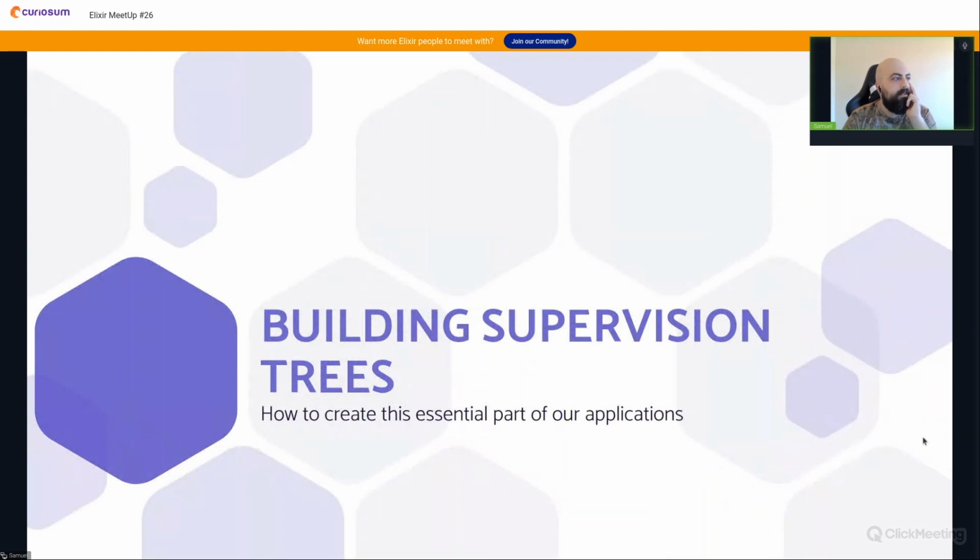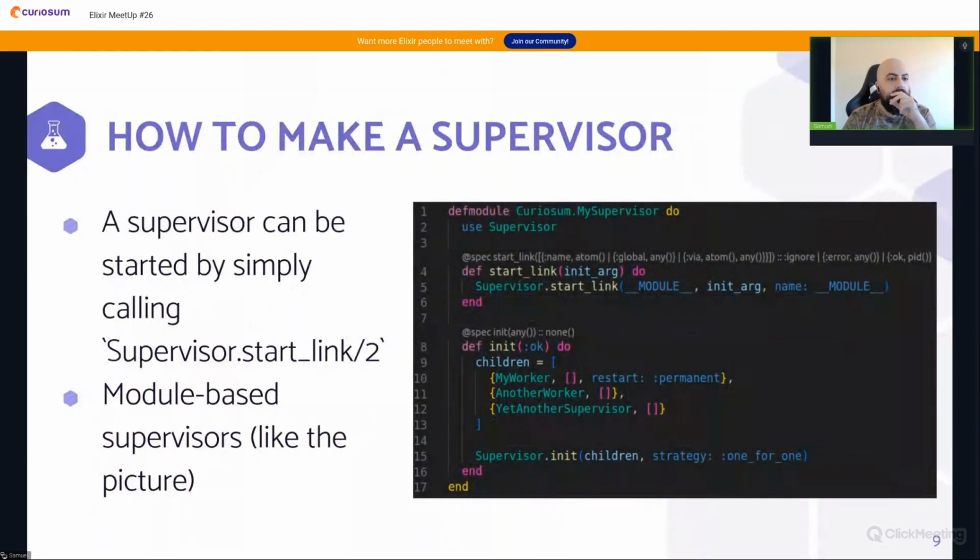Okay, and how can we build a supervision tree? There are two ways that we can start a supervisor. The first one is by simply calling the start_link function in the Supervisor module, and we pass all the children processes that will be supervised and its options. And the other way to create a supervisor is like the picture that I did here.